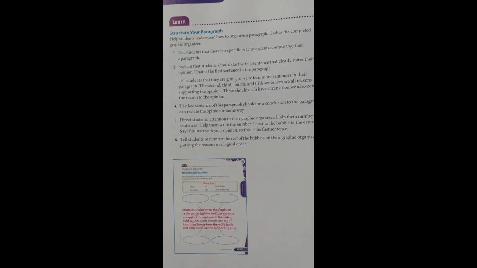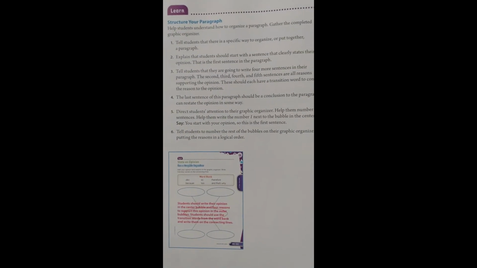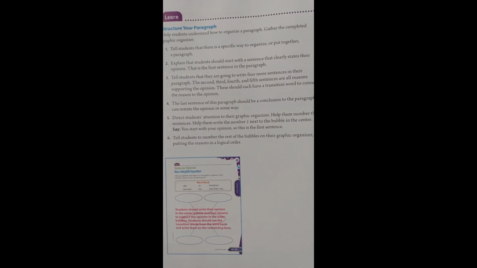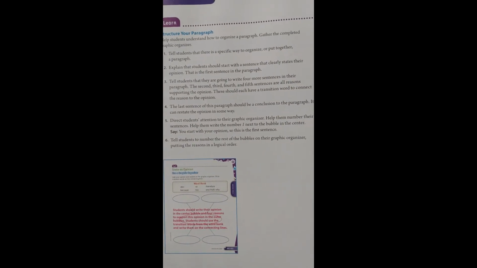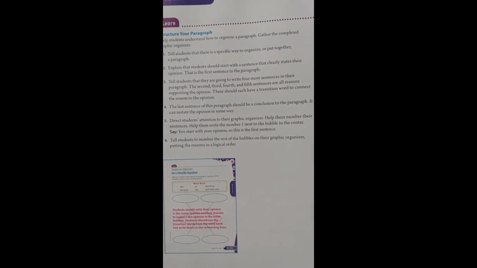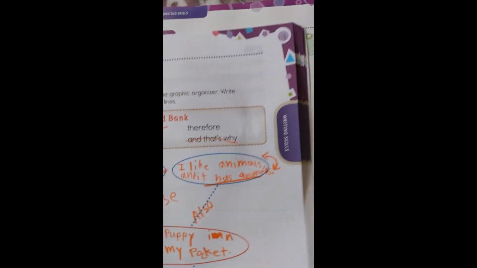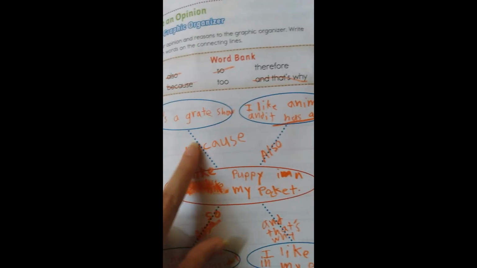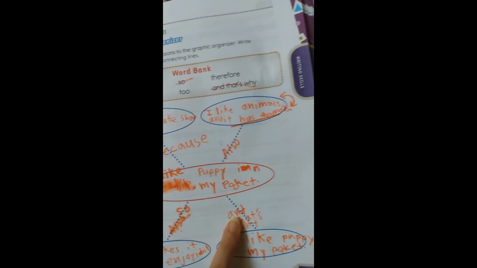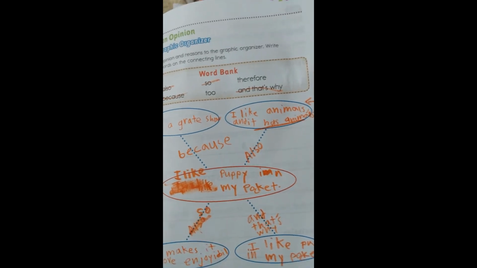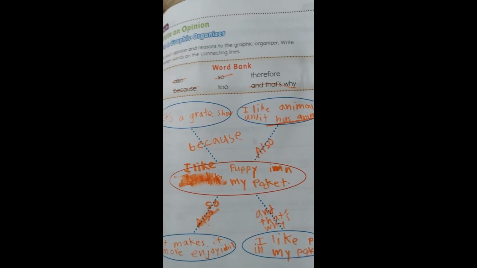Let's see. Yeah, so like you practiced in your graphic organizer, these sentences, your supporting reasons and all, should have a transition word to connect the reason to the opinion. So the transition words are right here, okay? You'll be using them, and we'll talk a little more about this later on.